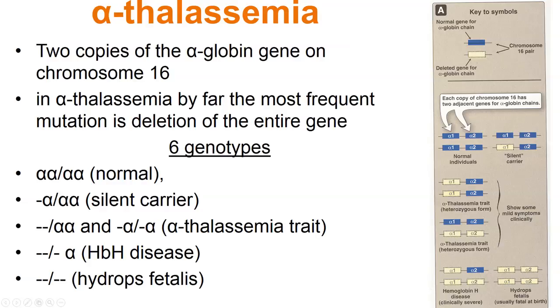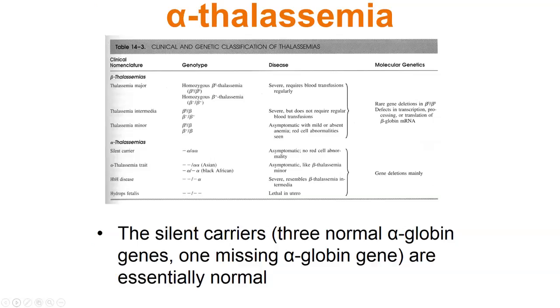HbH disease is when you only have one normal copy, and finally hydrops fetalis is when you have no normal copies. Hydrops fetalis is not only due to alpha globin or alpha thalassemia. That's a general term that you see. There are other conditions that cause hydrops fetalis.